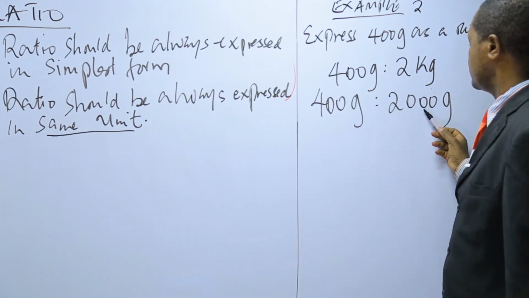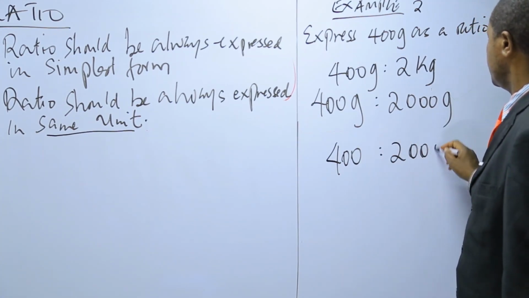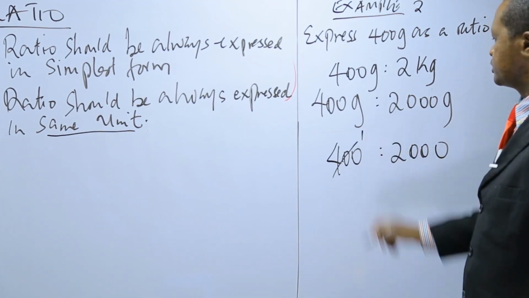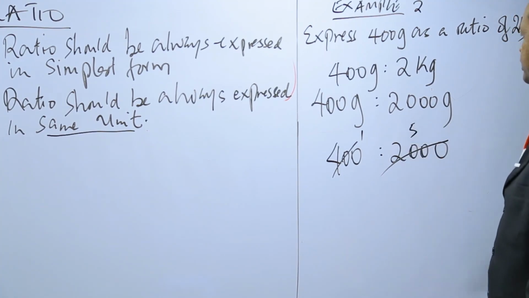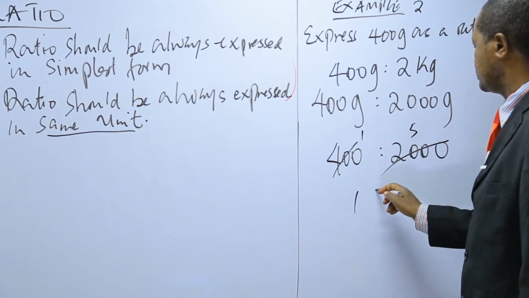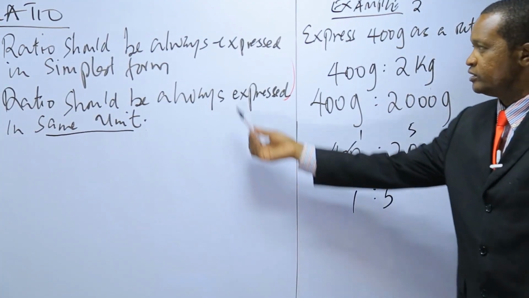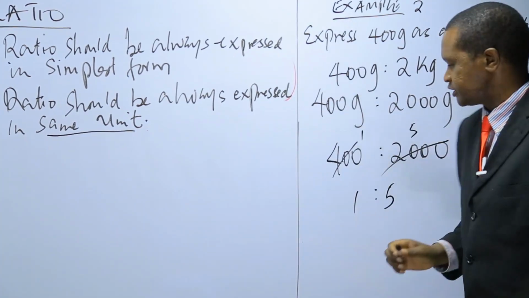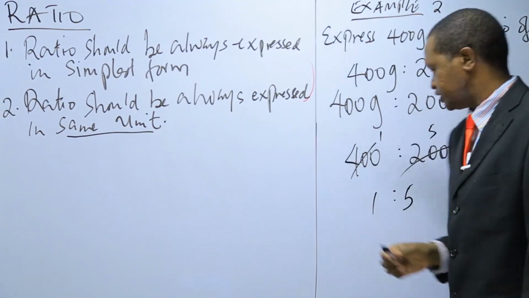400 to 2,000 in its simplest form. 400 goes here once. 400 goes here how many times? 5 times. Therefore, the ratio of 400 grams to 2,000 grams will be equal to 1 to 5. So, a very important rule. Number one, ratios should be expressed in simplest form. Number two, ratios should be expressed in the same unit.